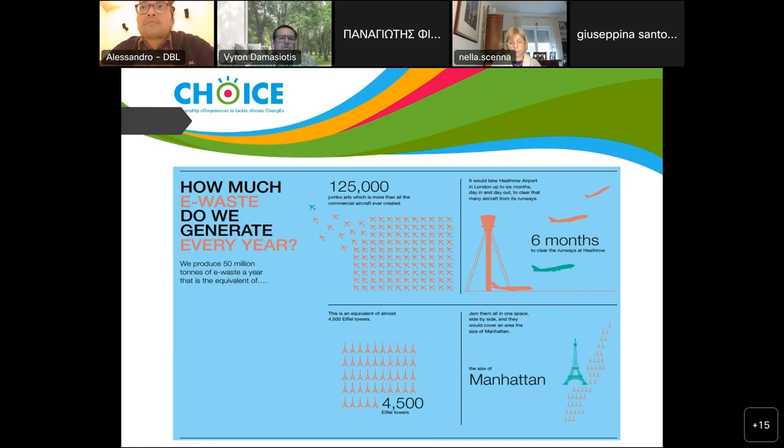Every year about 50 million tons of e-waste are produced. This is equivalent to 125,000 jumbo jets, which is more than the commercial aircraft ever created. It is the equivalent of almost 4,500 Eiffel Towers. Or, I don't know if you know how large Manhattan is, but it could cover an area the size of Manhattan. This is the amount of e-waste that is produced every year. So we have a lot of e-waste. That is a big problem, and it really needs to be properly managed.